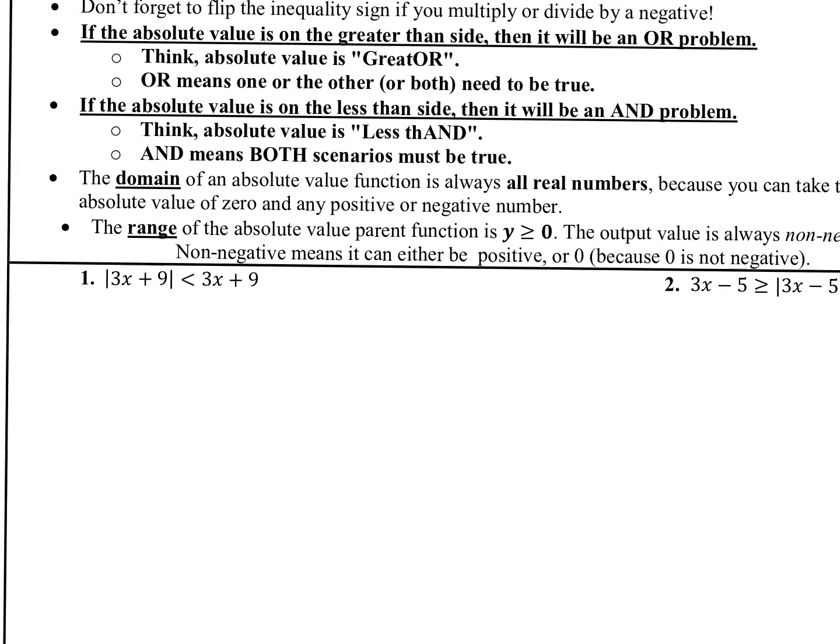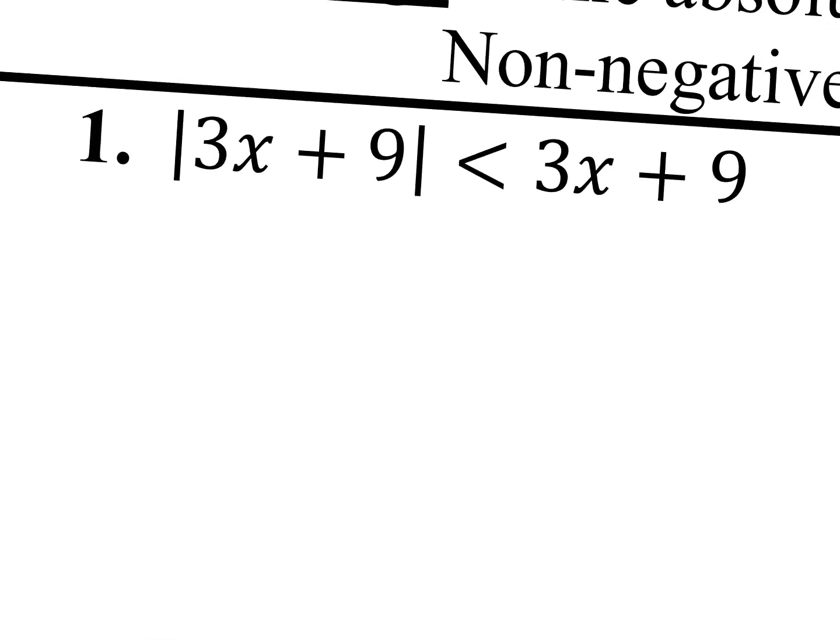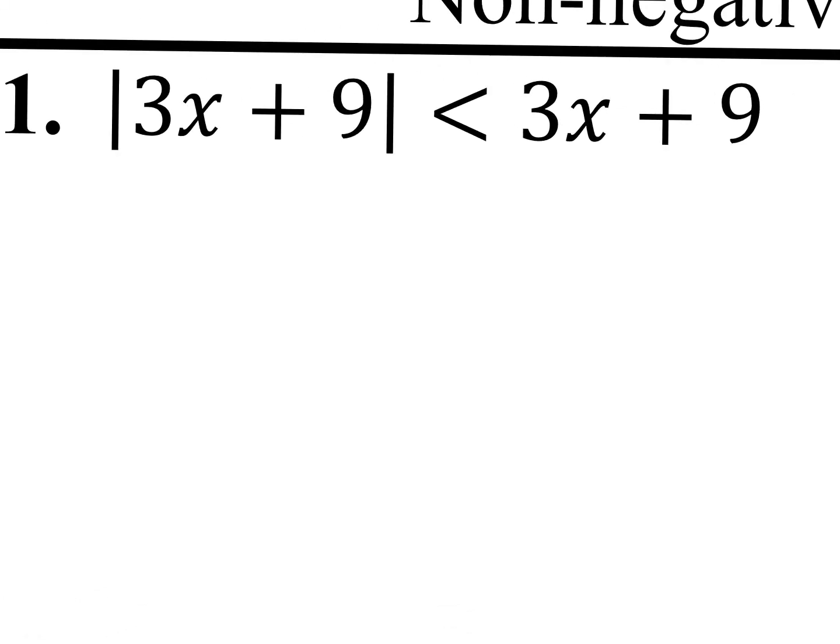Okay, so this is going to basically be a lesson on the importance of recognizing something as an or problem or an and problem. All right, so let's dive into the first example here. I have the absolute value of 3x plus 9 is less than the non-absolute value of 3x plus 9. So it's like a linear equation.